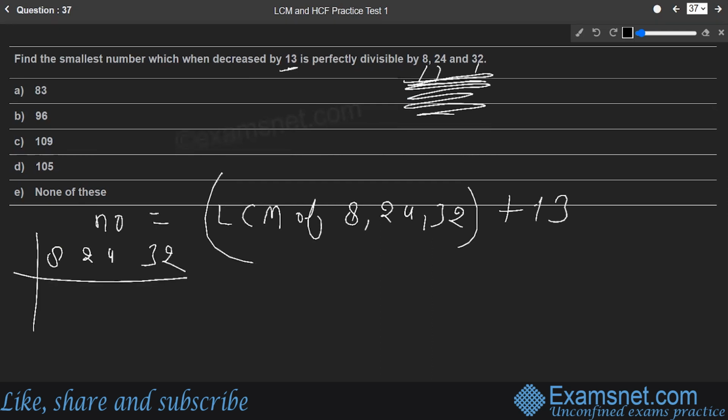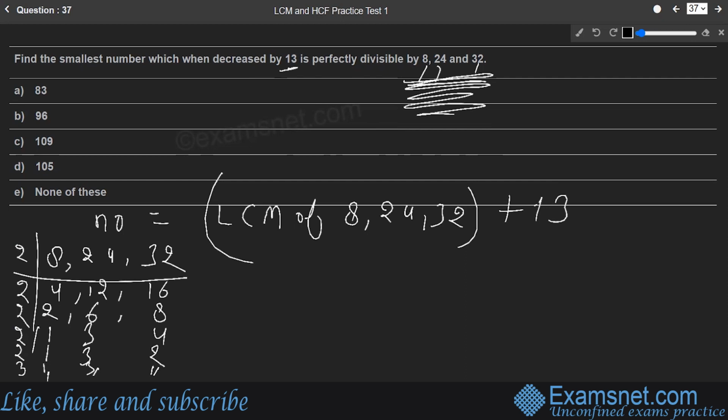Let us cut all the numbers by 2. So 4, 12, 16. Again cut by 2: 2, 6, and 8. Again cut by 2: 1, 3, 4, and again cut by 2. So 1, 3 and 2. Then you can again cut by 2: 1, 3, 1, and then by 3. So it will become 1, 1 and 1.